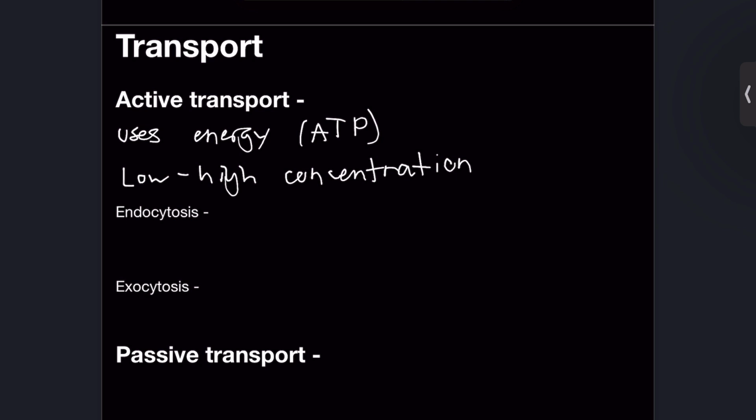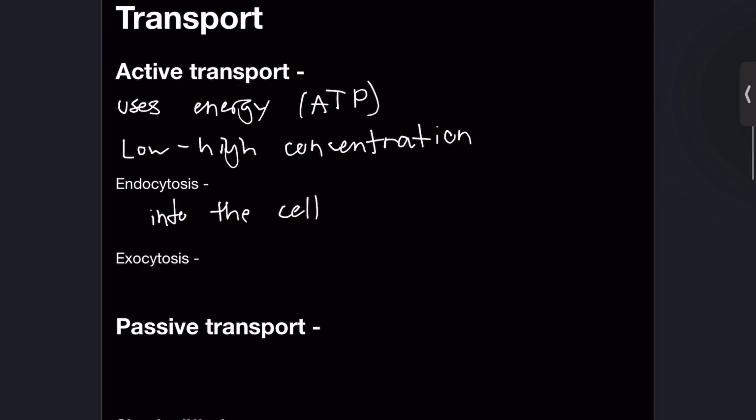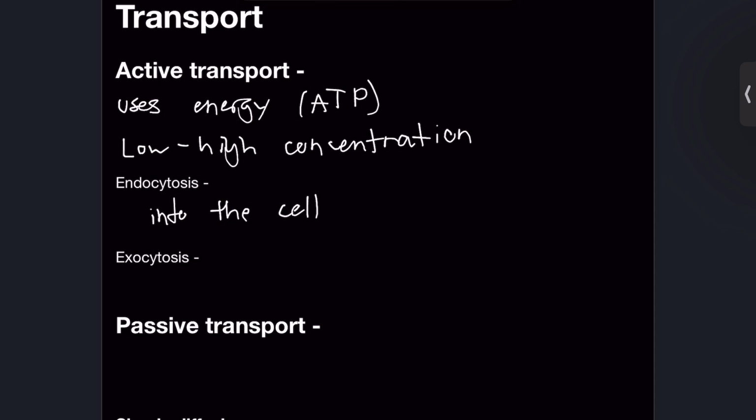You have endocytosis, think endo is in, where molecules move into the cell. So endo you can help remember with in. And then the second one you have is exocytosis, and exo means out. So you have molecules that move out of the cell. This is just a key thing to remember. It really just helps to remember the prefix. Exo is out, endo is in, which helps you remember where the molecules are moving.